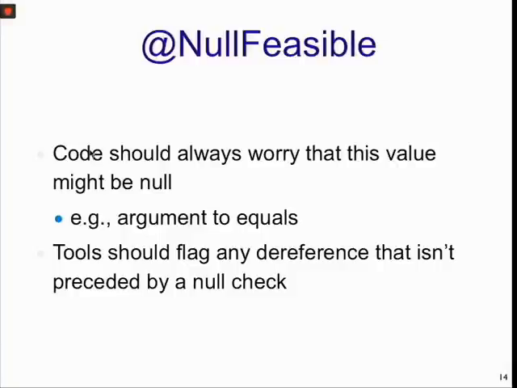Okay, so null feasible means the code should worry that this value might be null. For example, the argument to equals. And tools, if you see a place where you invoke a method that returns a value that's marked as null feasible and you immediately dereference that, you'll want the tool to generate a warning. Right?